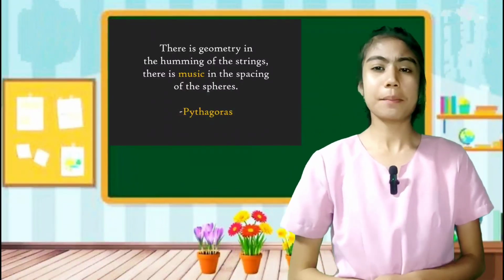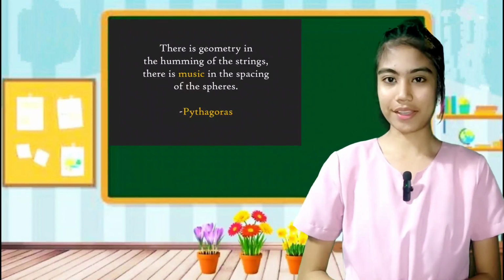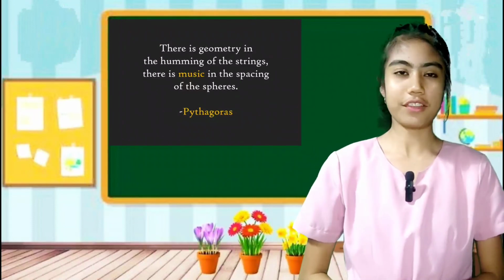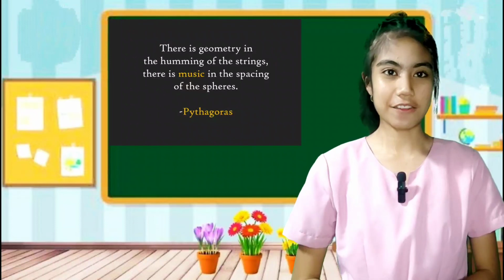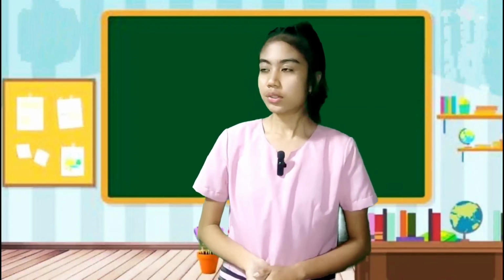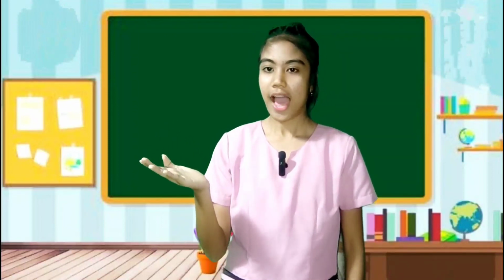So class, before we proceed to your evaluation, I want you to read this. This is one of Pythagoras' sayings about this topic, and I want you to reflect on that next meeting in essay form and be creative. But for now, let's proceed to your evaluation. This is multiple choice. I want you to select the best answer for each of the following questions and do this for the remaining time. Thank you for your active participation today. Goodbye class.